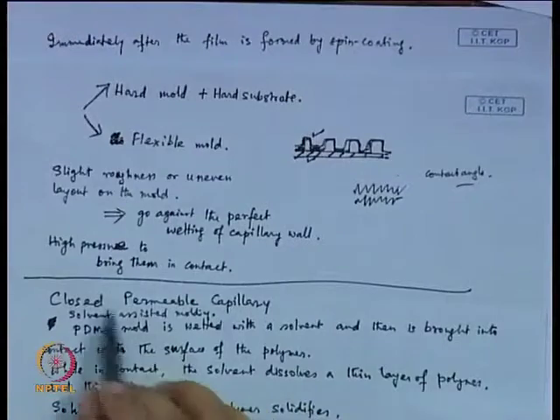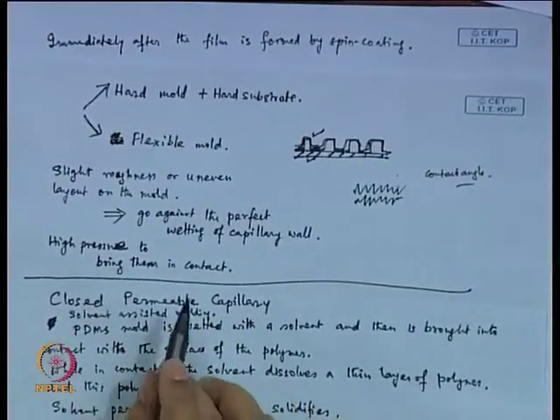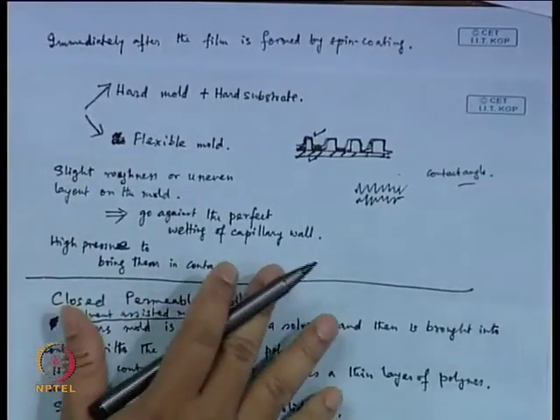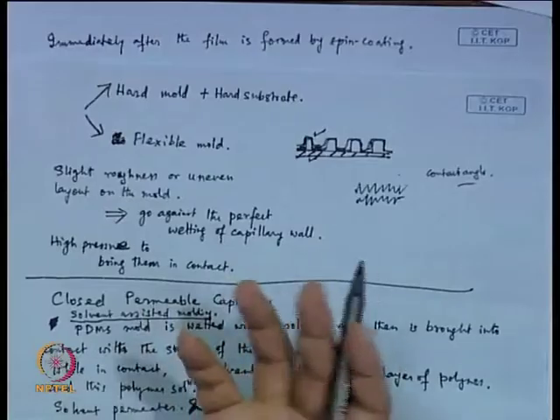So you have a thin film, and when it comes to closed permeable capillary, one is solvent assisted molding, where you have the polymer which is solid. But the PDMS mold that you have has that solvent on the surface and you bring it in contact, and wherever it touches the polymer, those portions of polymer get softened or dissolved, and that liquid that forms will flow through the nook and cranny of those features using capillary phenomena.